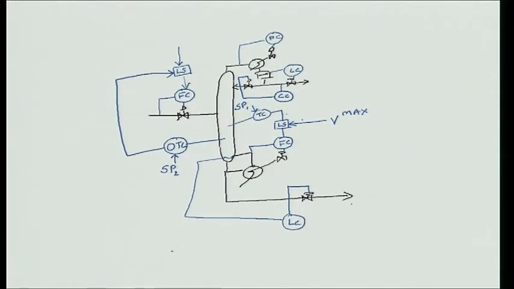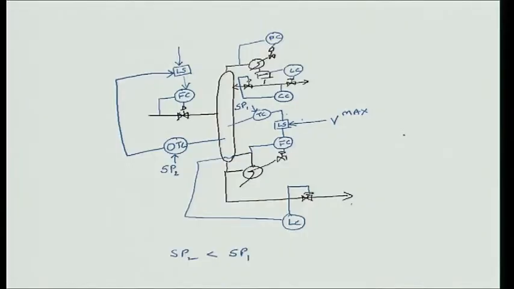What we have is SP2 is slightly less than SP1. Okay. So, now imagine when the boil up is unconstrained, then the nominal temperature controller will be controlling the tray temperature, and therefore, what will happen is, well, let us see.